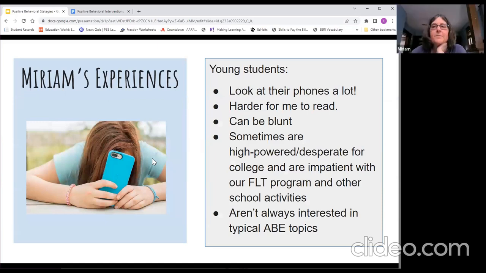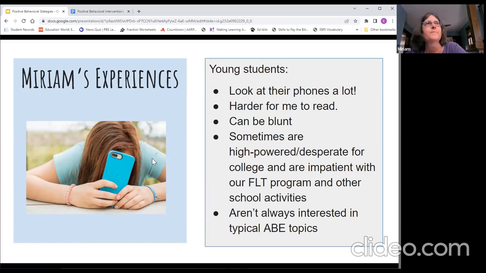Miriam? Yep. So we're just going to talk a little bit about our own experiences. Maybe some of you have had some of these same experiences and can relate. So first, I'm just going to talk about my younger students. I'm starting out with the fact that they look at their phones a lot. I struggle with it for a couple different reasons. For one, it's harder for me to read younger students, especially when they're looking at their phones.